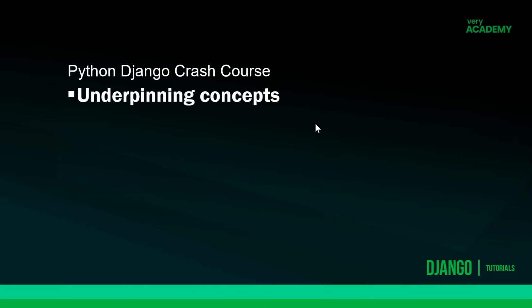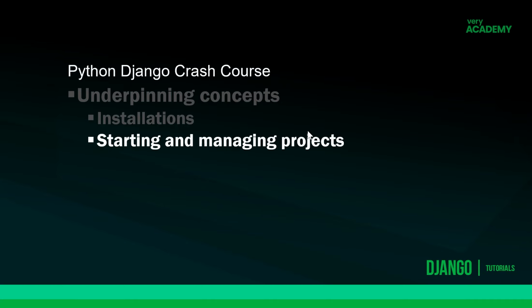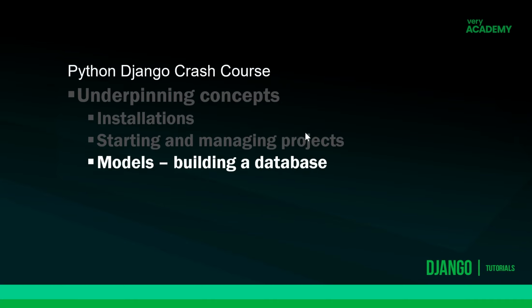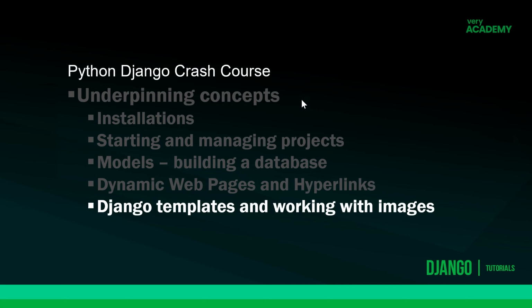In less than 1 hour, we've installed Python and Django. We've created a new virtual environment. We've started our project. We've built a model. We've learned how to build a database table. We've then created dynamic pages that are linked together in a dynamic way, utilizing dynamic hyperlinks. We've also utilized the Django templating system, and we've worked with images to display images on the page.